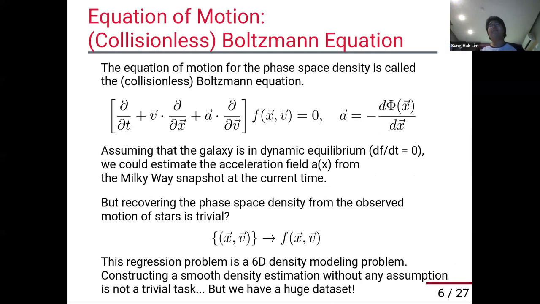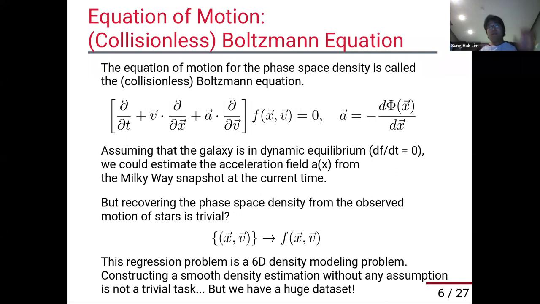And as soon as you have this phase space density, you can solve the equation of motion, which is called the collisionless Boltzmann equation. And this equation is a function of the acceleration. So by solving this equation, you can identify the gravitational acceleration field. And after then, by solving the Gauss equation, you convert this acceleration into the mass density field.